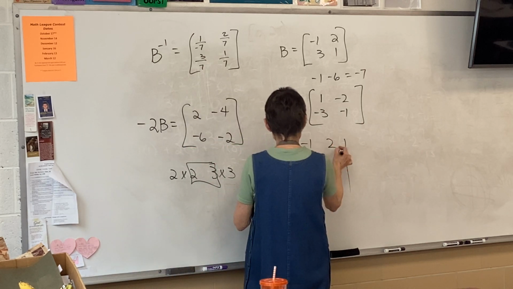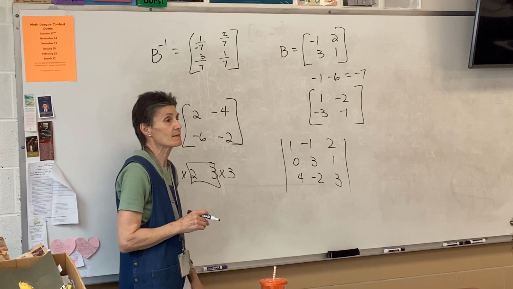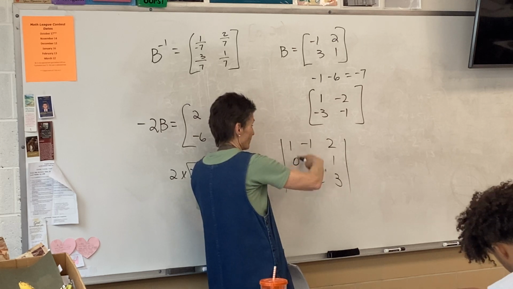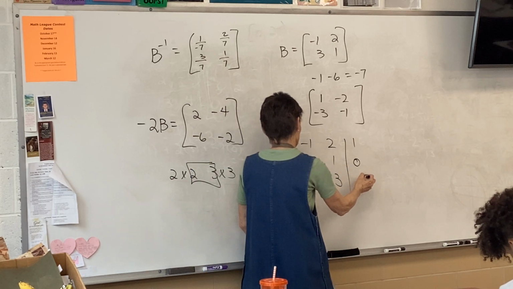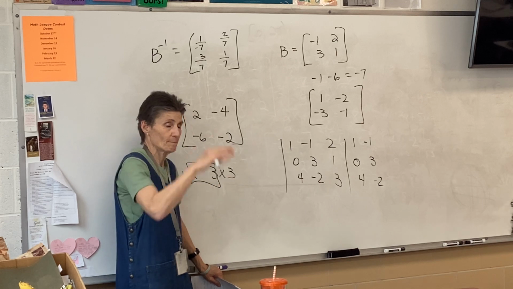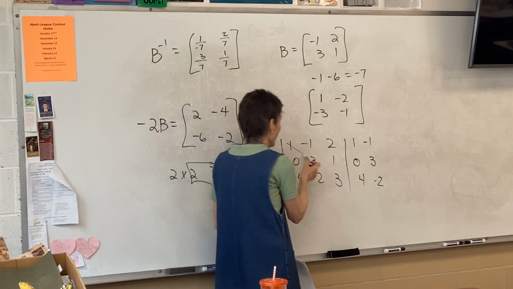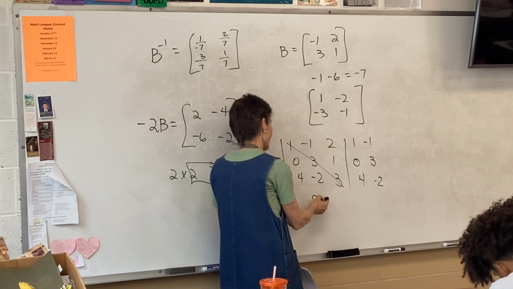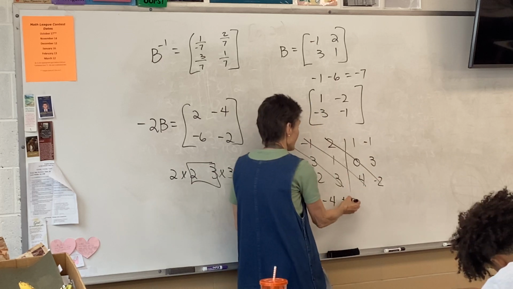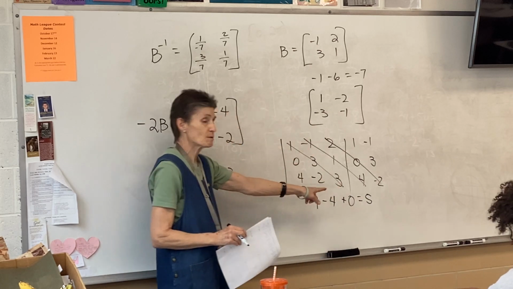Now we have a bigger determinant to do. Do you all remember how to do this? You take these guys right here and copy them over here. Don't change them around, just recopy them. Now, multiply and get 9. Multiply and get -4. Multiply and get 0. So that, multiply, total them up, gives me 5.